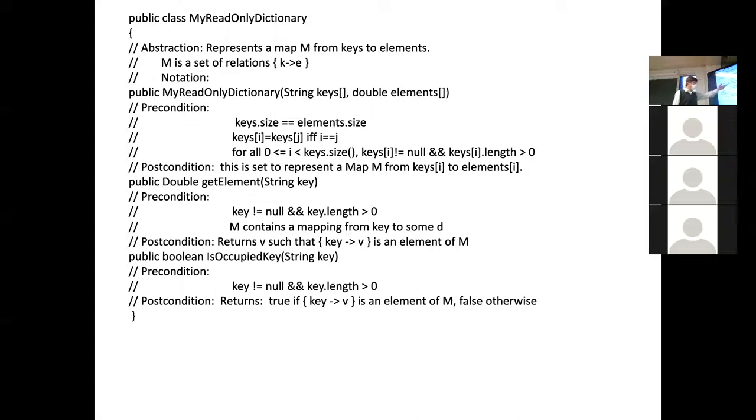Okay, now get element. Now we pass in a key. What could go wrong? What might you want to insist on to allow you to do your job as developer of get element, where you're given a key and you want to return what the double value is associated with it, say the population? What might you want to guarantee about this key? Yeah, that it exists. Exactly.